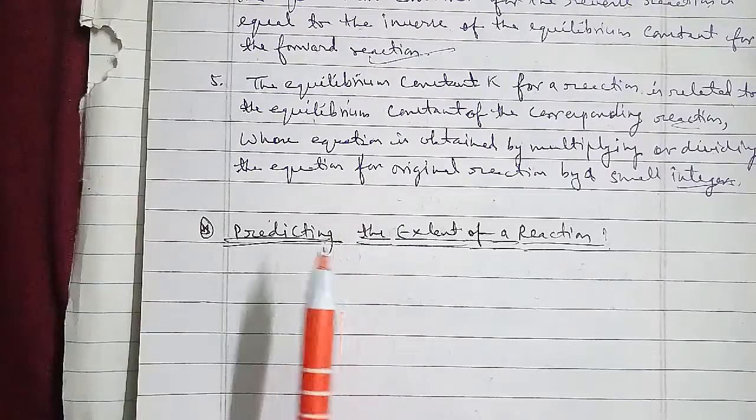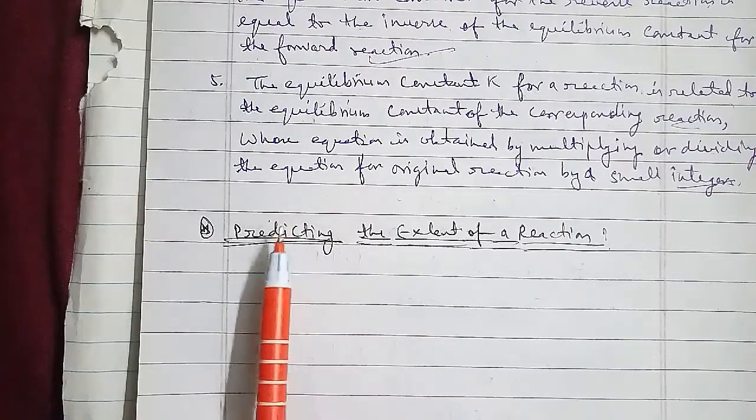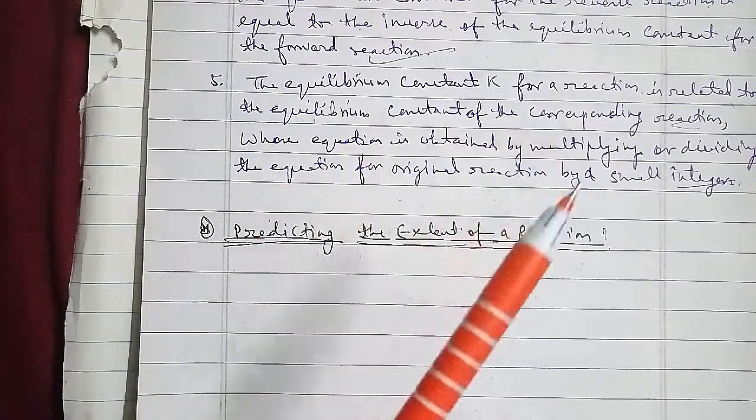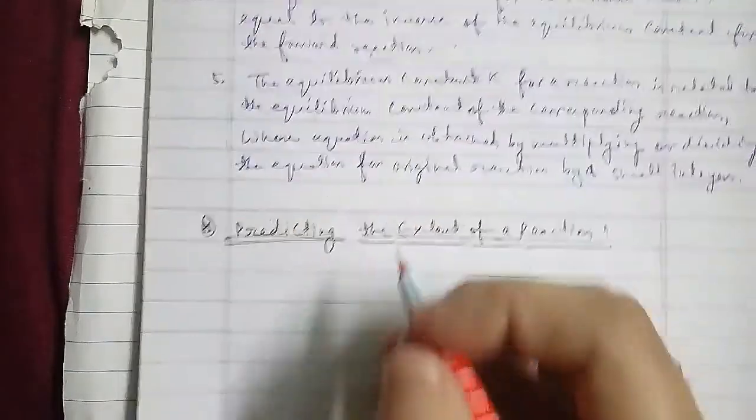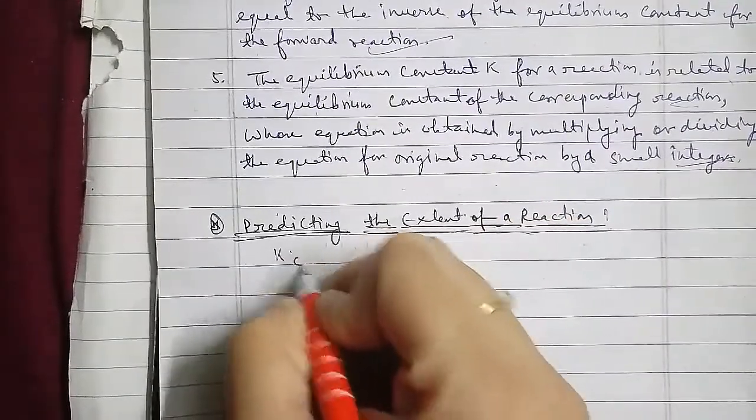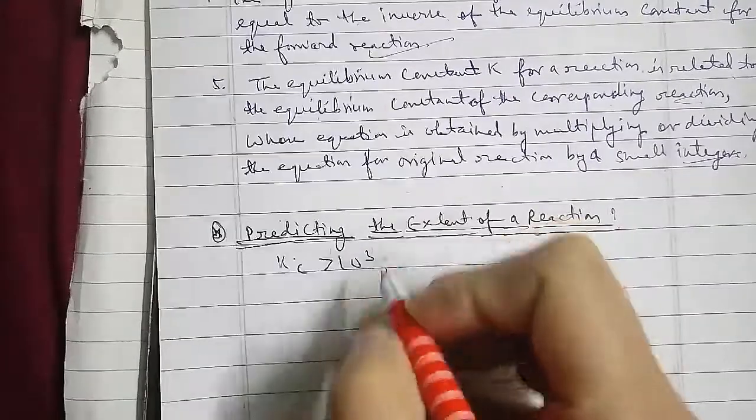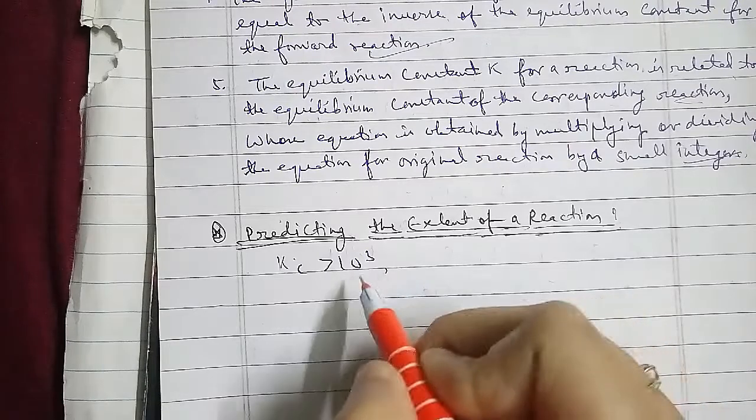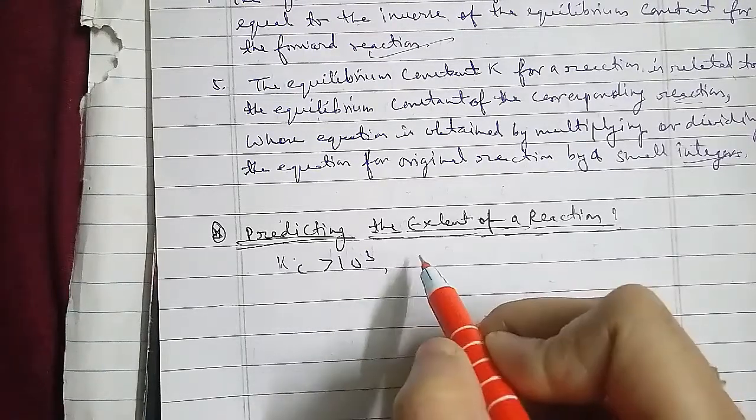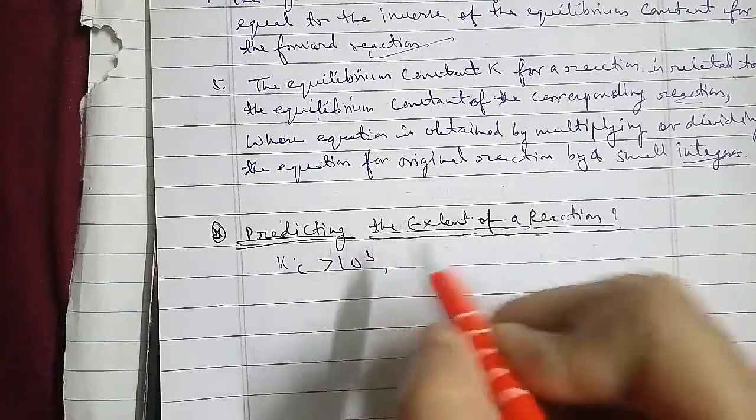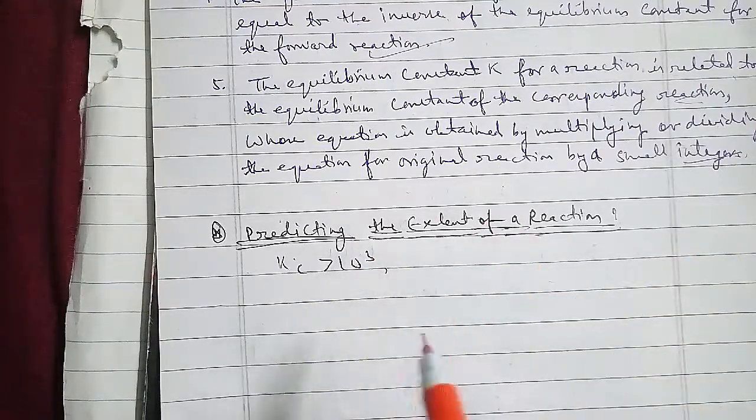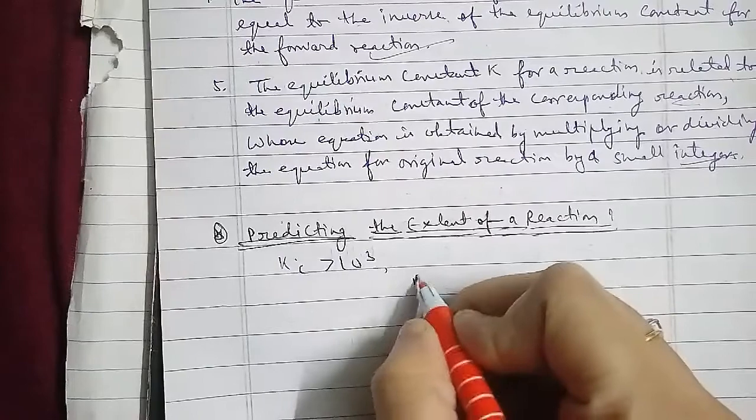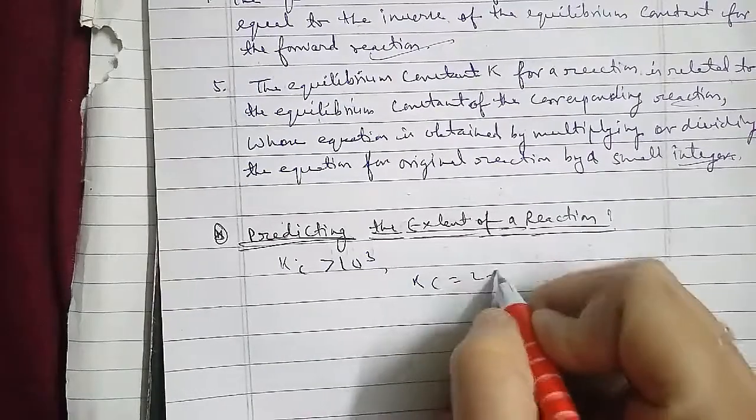If the Kc is greater than 10 to the power 3, the product predominates over the reactant, that is, the Kc is very large, and the reaction proceeds nearly to completion. Consider the following example: the reaction of H2 with O2 at 500 Kelvin has a very large equilibrium constant, Kc equals 2.4 into 10 to the power 47.